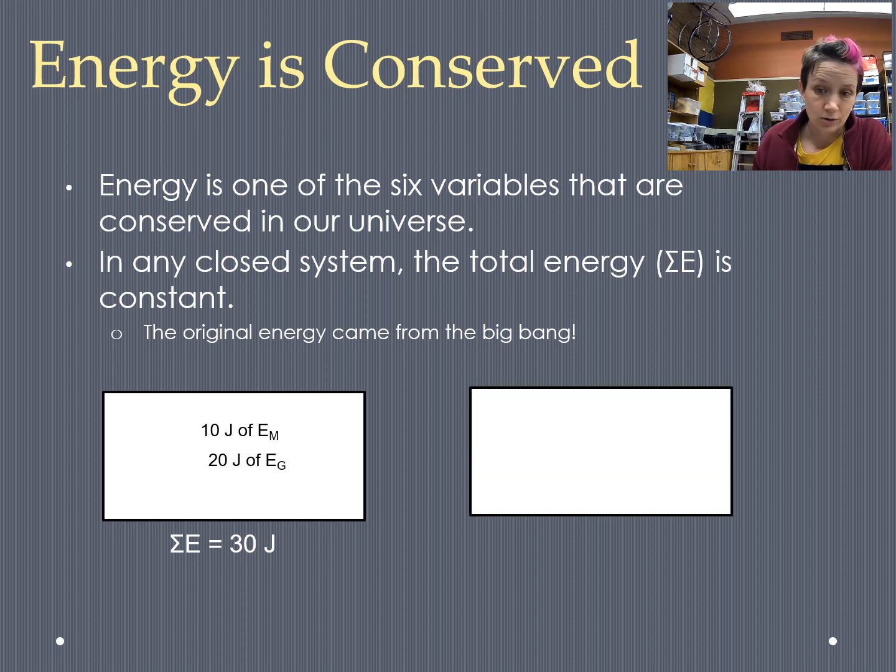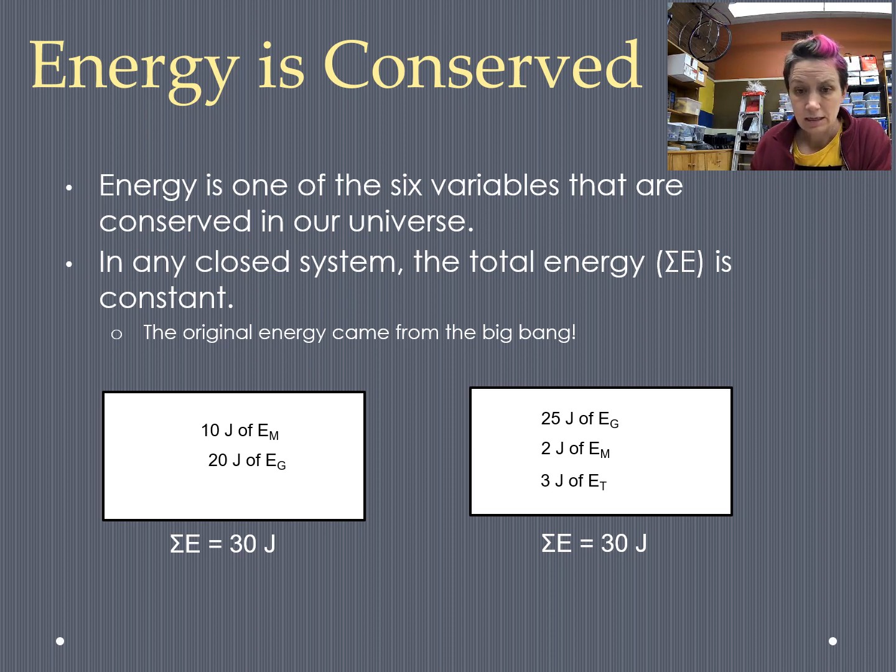If we're dealing with a closed system and you look at that system in a week or a month or a year, we should still have 30 joules of energy in it, but that energy may have transformed or changed from one type to another. So we could have 25 joules of gravitational energy now, and maybe we only have 2 joules of kinetic energy. That means 3 joules has turned into something else, maybe thermal energy. So our system might have totally different kinds of energy than it had before, but we're still going to keep the same amount constant if we're talking about a closed system.